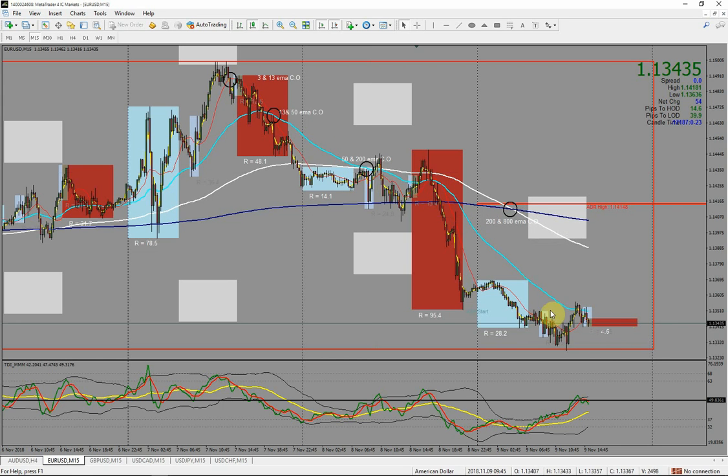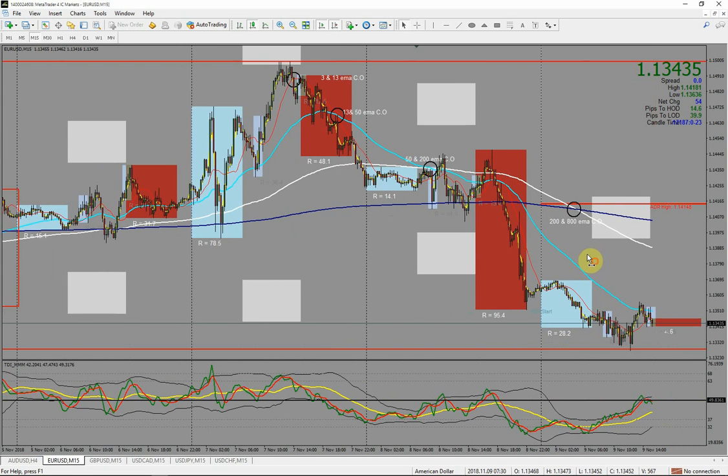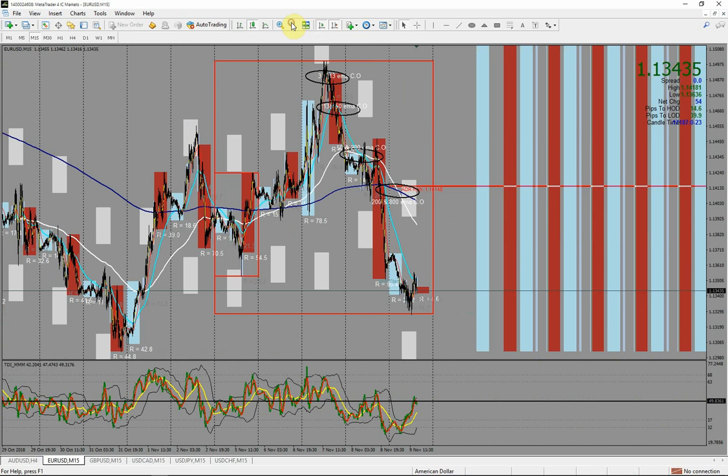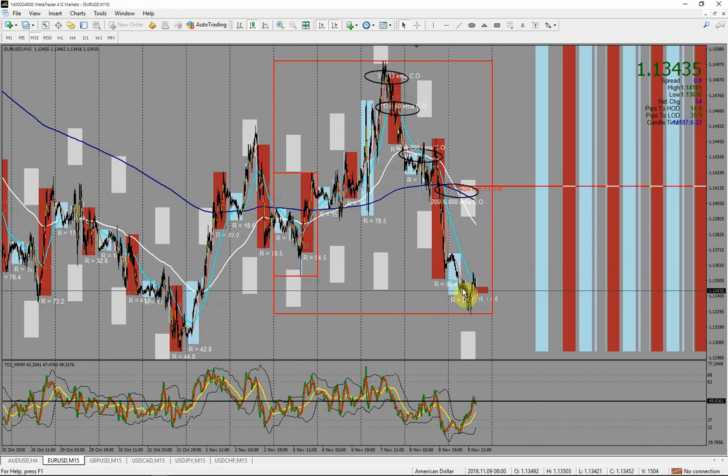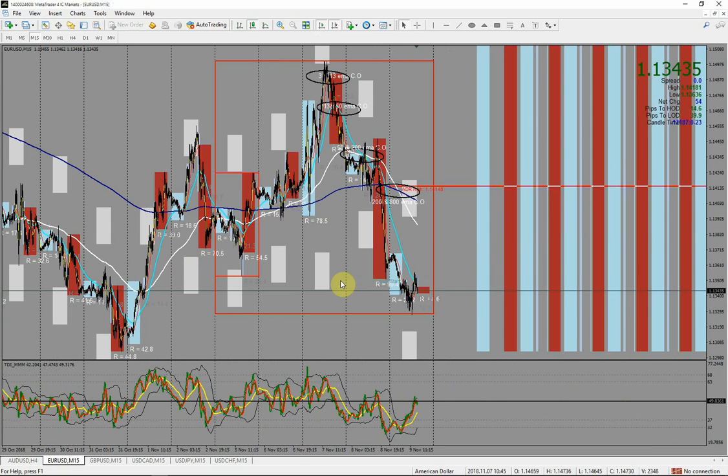But then, let me see, when was this? I think this was Friday. One, two, three, four, five. Yeah, I think this. Yeah. So because this was Friday, we were expecting a little reversal, but then honestly, I don't like counter trading. So instead of buying it, I would just wait for a very good retracement.